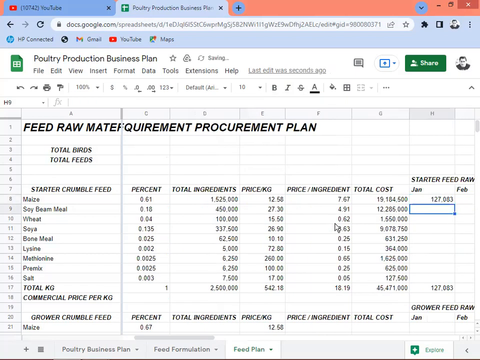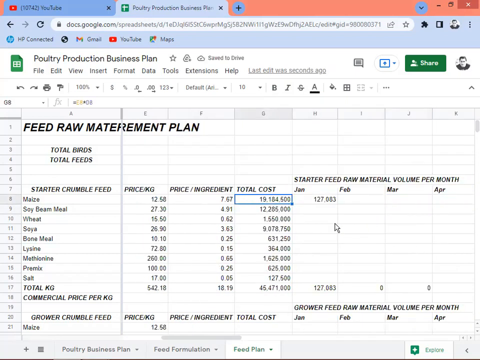Okay, all right. So we have indicated 127,083 kilograms of soybean, or rather maize, per month in the month of January. So what we're gonna do is pull it down to get the total of 208,333, the total as per formulation, the total kilograms that we're going to be producing every month.